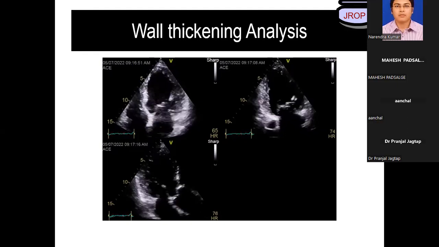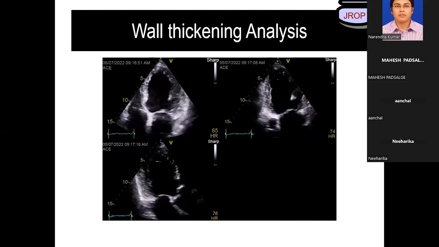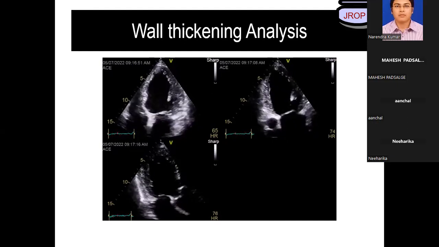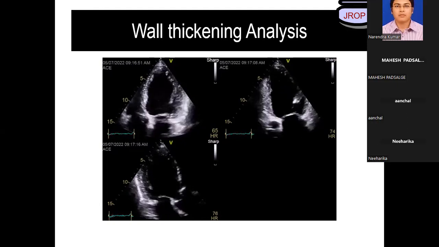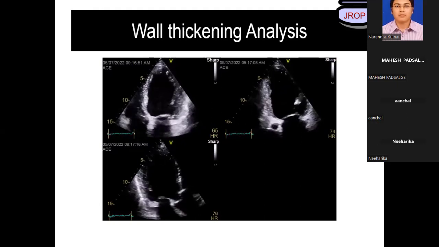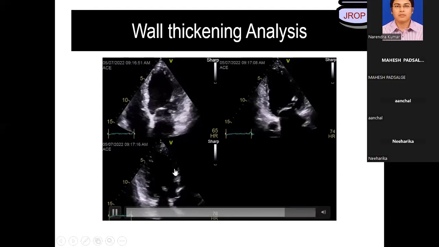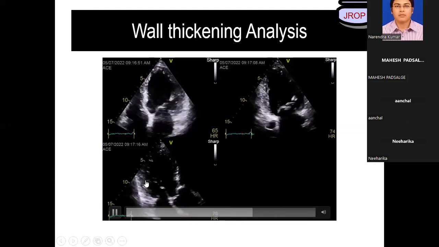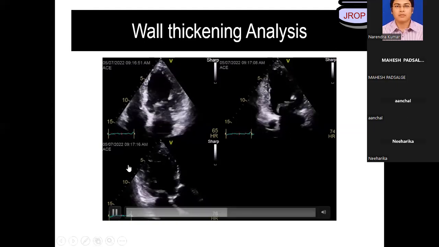Shashank, I don't understand that. Are you really studying or are you just attending the lectures? If you can't see what this segment is, how can you identify wall thickening abnormalities? And what is this wall? If this is anterior or septum or inferior, then what is this wall? Tell me what this wall is.